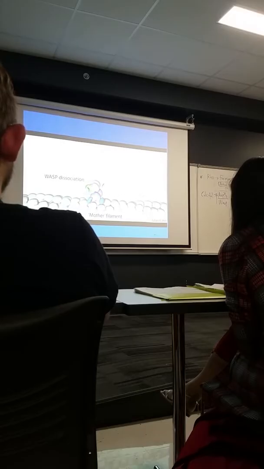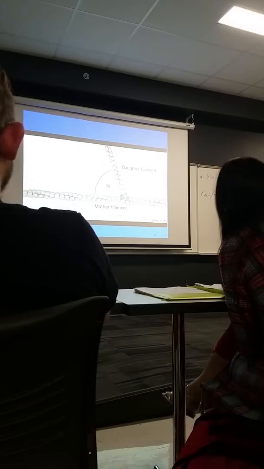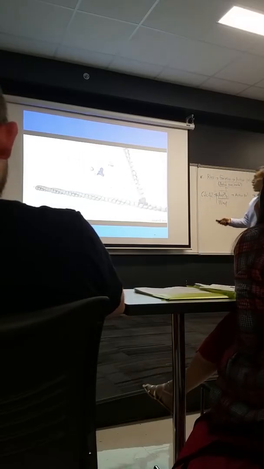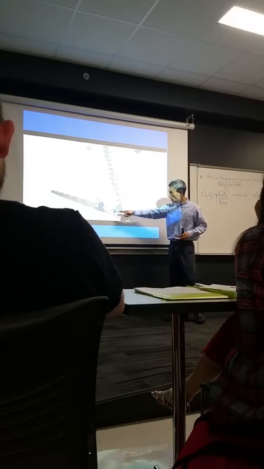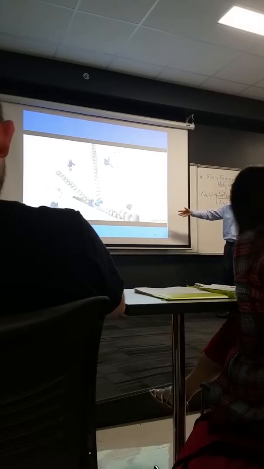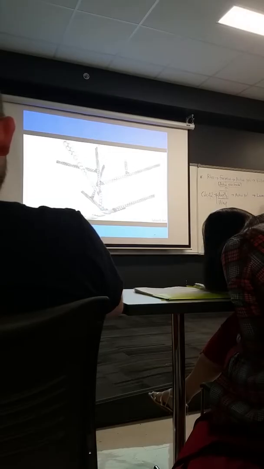And then WASP will be dissociated. Its job is done. Now daughter filaments are formed. And interestingly, the angle is 70 degrees. That's very interesting. And then there is not only one ARP3 complex, but many ARP3 complexes will be associated with the side. And what happens here is that you really quickly make a network system, a branched network of actin filaments, so you are able to make lamellipodia. Right? So that's how this actin nucleation system works.